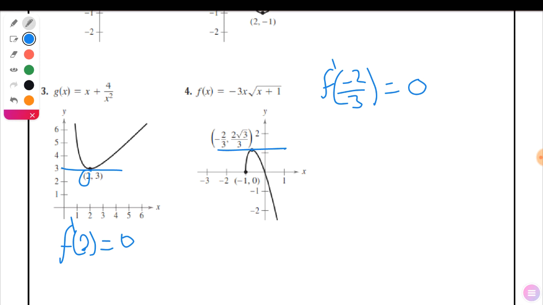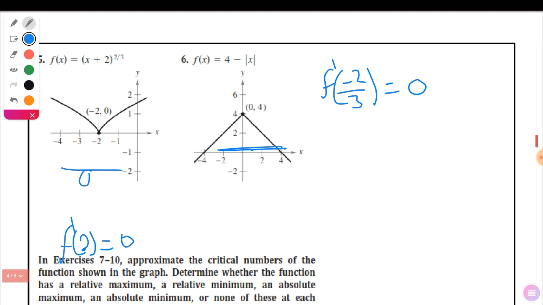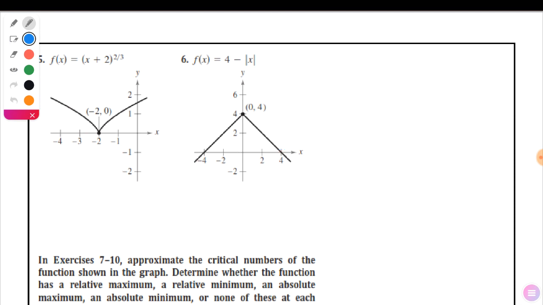So the derivative equals 0 at this one, which has a horizontal tangent. For this one, I think it's so trivial for you to know. It has a corner at this critical number, because at the extrema we have a corner, sharp point, cusp, or horizontal tangent. At this critical number, negative 2, where we have a relative minimum value, the derivative equals what? Does not exist, because it has a corner.